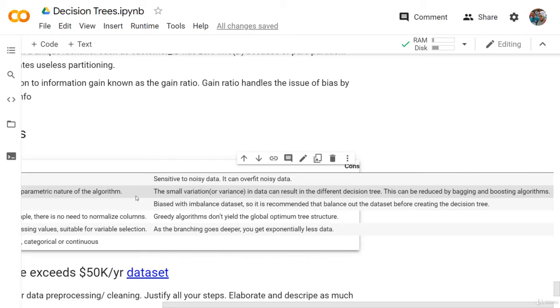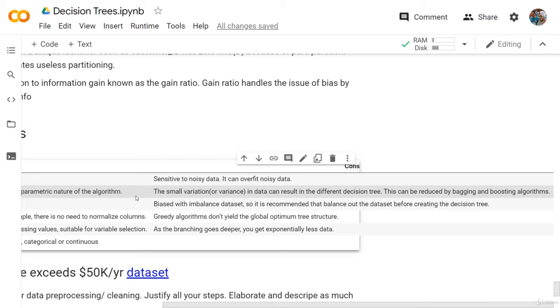And the second problem with the decision tree is that small variations or variance in the data can result in a different decision tree, a completely different decision tree, right? Because it's a non-parametric model. So whatever data you give it, it will try to fit this data. But if we introduce a very small variation in this data, then we will have a completely different decision tree, right? And this will be reduced by ensemble learning, which is the bagging and boosting algorithms, which we are going to discuss in the next section.